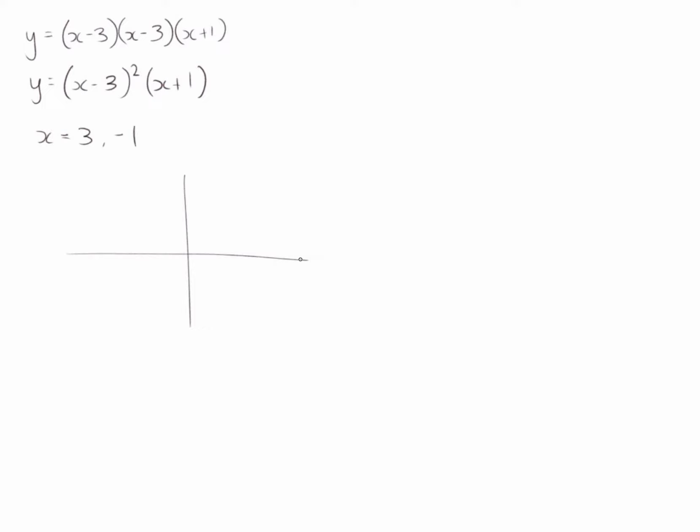So in this particular case, we have roots at negative 1 and 3. So let's put them on first. Okay, so one here, one here. But at 3, this is what we would call a double root. So this one here is a double root. Whereas this one over here is just a single root.